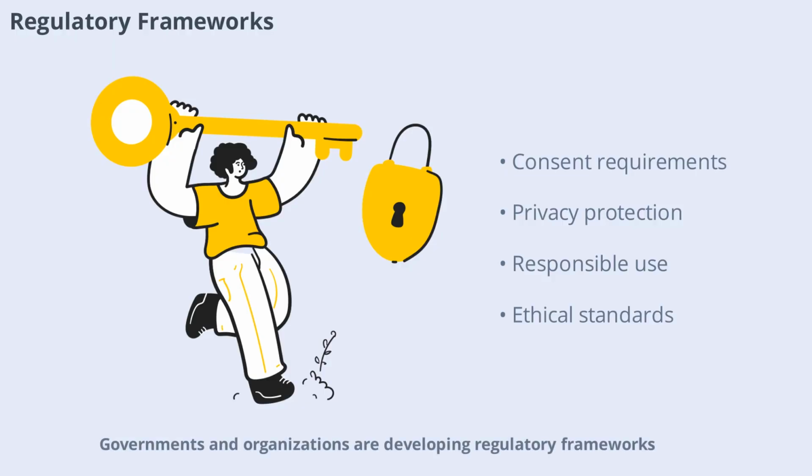Governments and organizations are developing regulatory frameworks to guide genomic research and data use. These frameworks address issues like consent, privacy, and data sharing. Clear regulations help ensure that genomic advances are used responsibly and ethically.